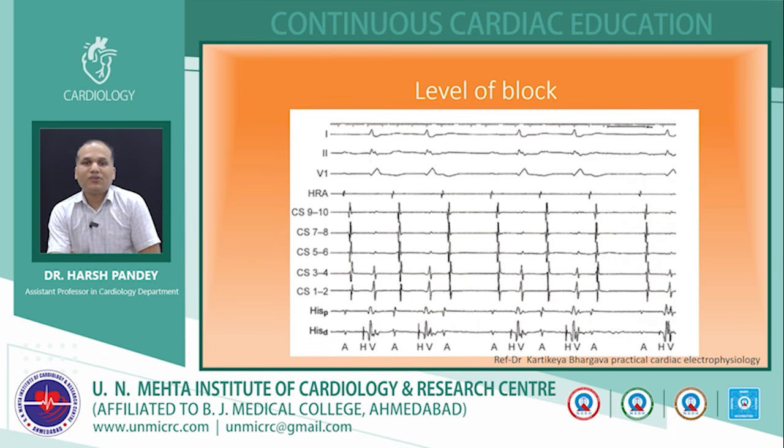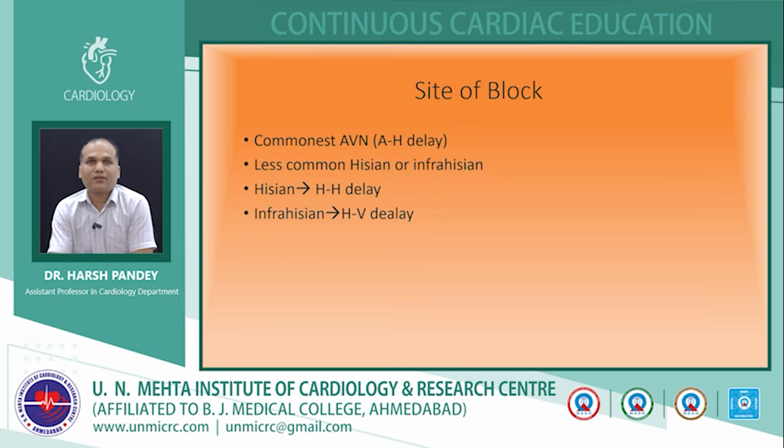So in this particular example, you can see the level of block is at the supra-AV node level, A to H becomes prolonged, and then A is followed by no H and no V. Coming to the site of block, the common site is AV nodal, A to H delay. The less common site could be at the AV node or infra-AV node level. If it is at the AV node, there will be H to H delay. In case of infra-AV node, there will be H to V delay that we have to look for in the EP study.